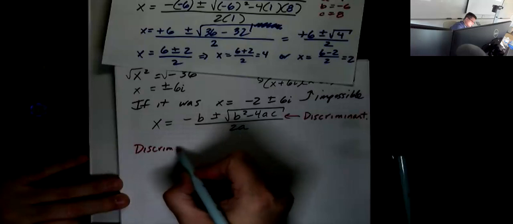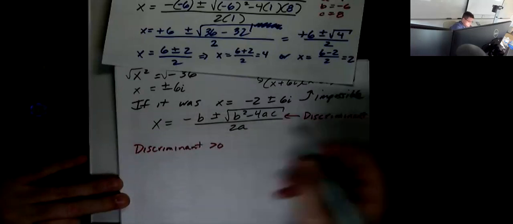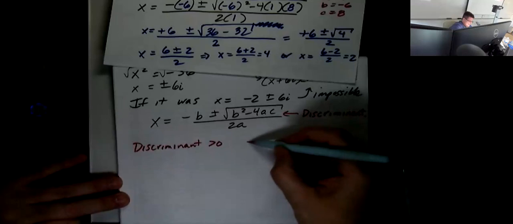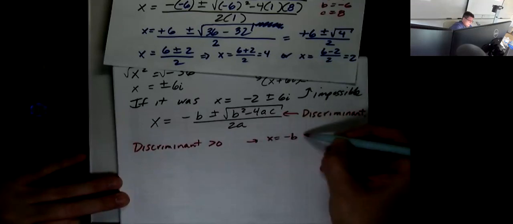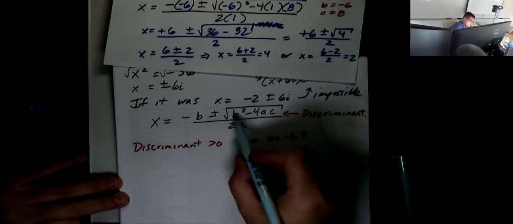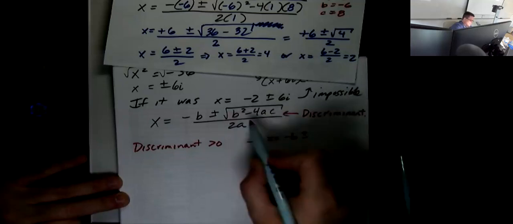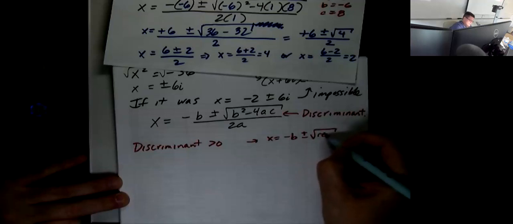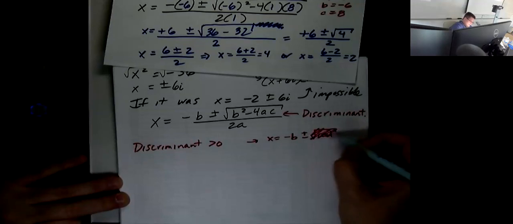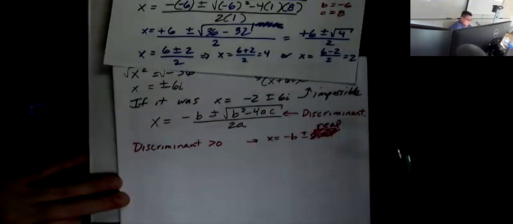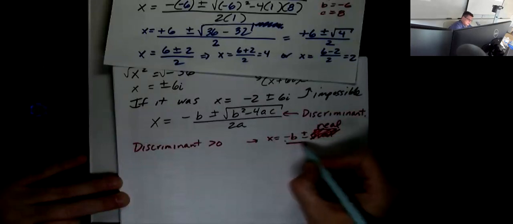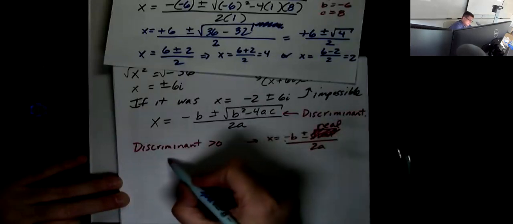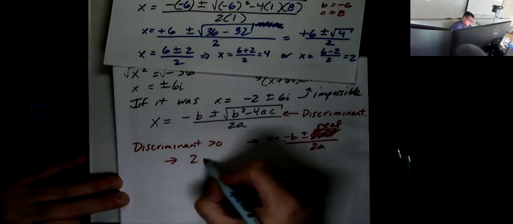But if that discriminant is greater than 0, then I have x equals -b plus or minus. This argument inside the radical is positive. I got plus or minus the square root of a real number. Well, not just the square root of a real number, a real number. When I take the square root of it, it's a real number. Over 2a, we get 2 real numbers. There are 2 real solutions.